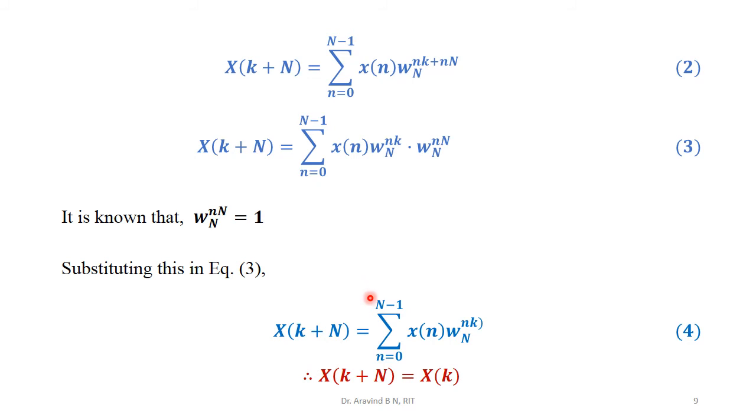Then this part we can simply call X of k. Therefore, the left hand side X of k plus N is retained as it is. The right hand side we can simply call X of k, so it is written as X of k. Therefore, as per the requirement asked in the statement, we have proved that X of k plus N is equal to X of k.